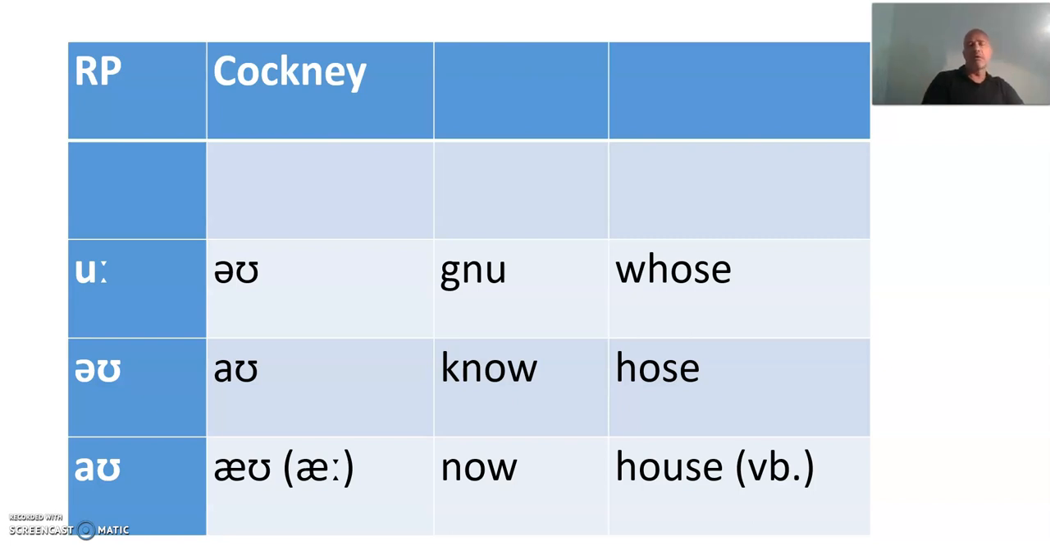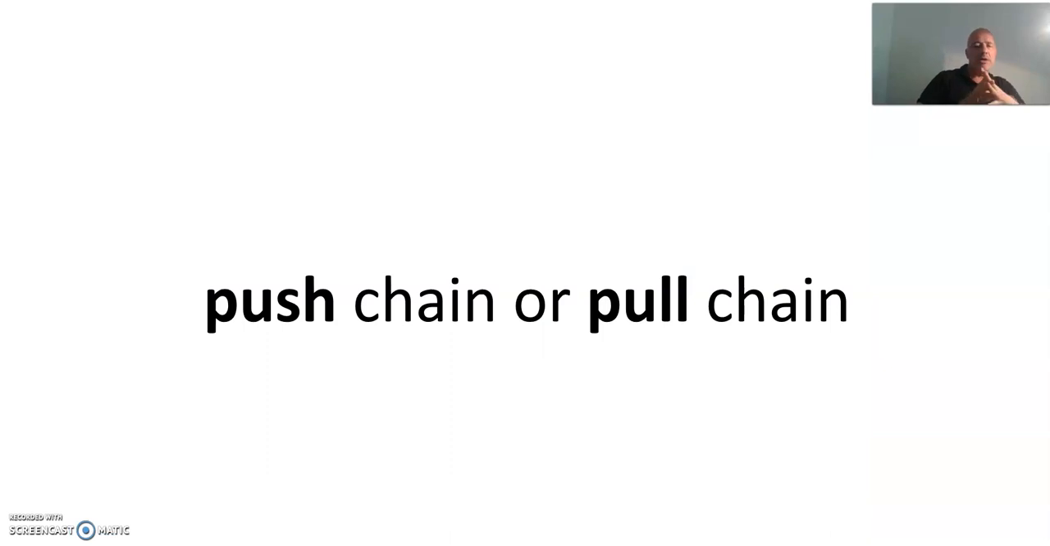Same thing with whose. Whose house is it? Then whose would be Cockney. And then a hose, RP, and a house, Cockney, and house, the verb, RP, and then has, a house, Cockney, again. Now, the last question I wanted to ask is: is it a push chain or a pull chain?